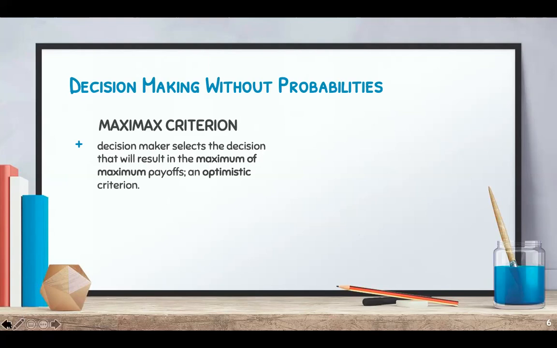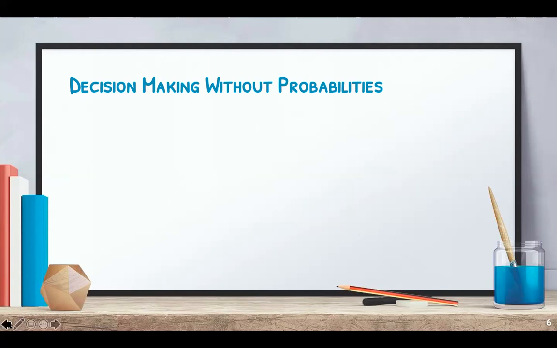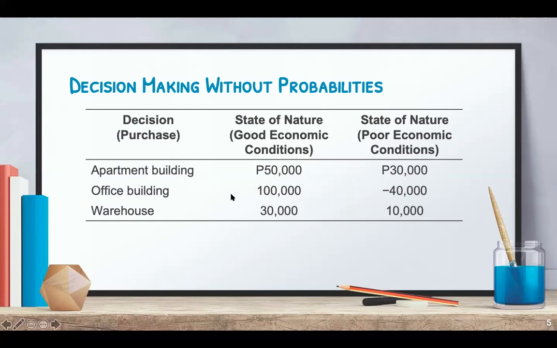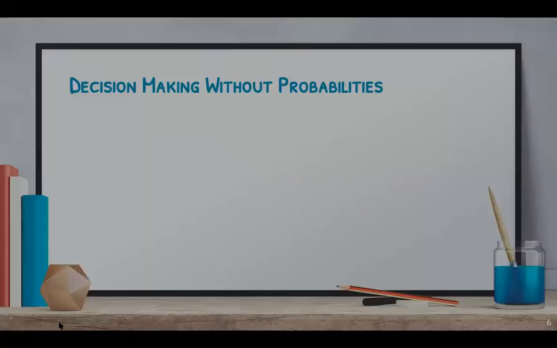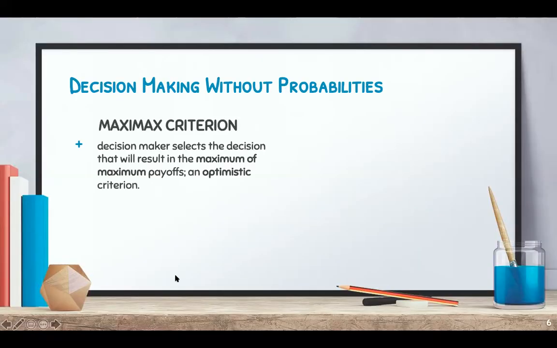So if we go back to our table, the maximum among the states of nature is the good economic conditions. And among the good economic conditions, the highest payoff is the office building at 100,000. So in the Minimax criterion, since you are optimistic, you will choose the office building.